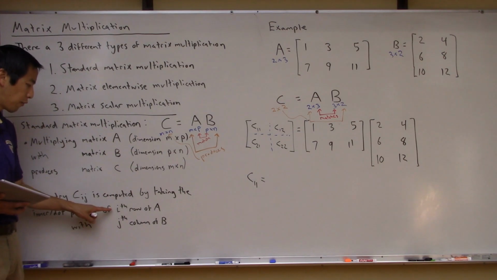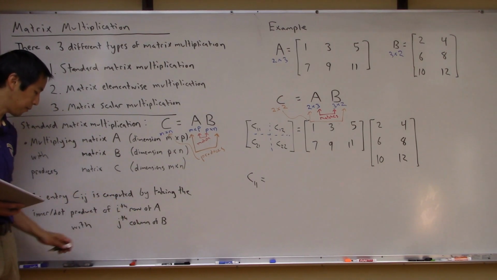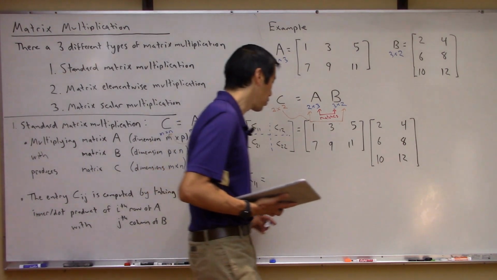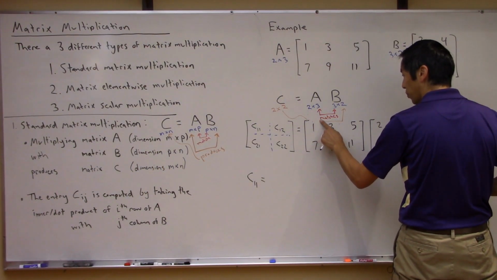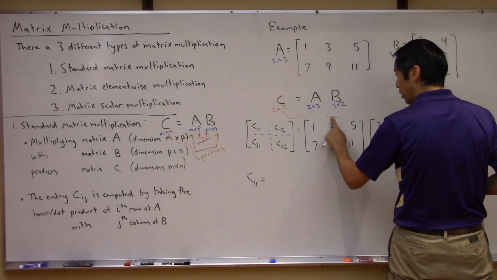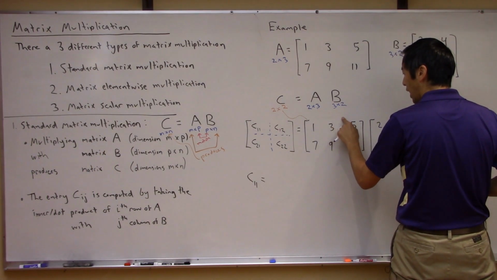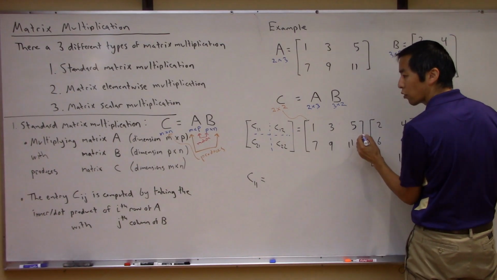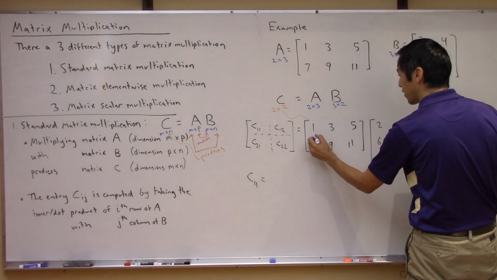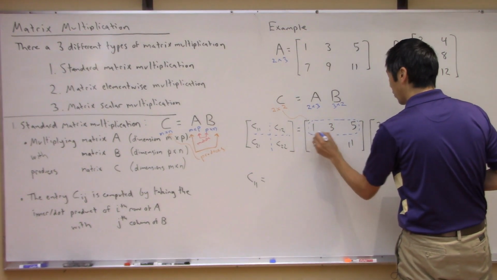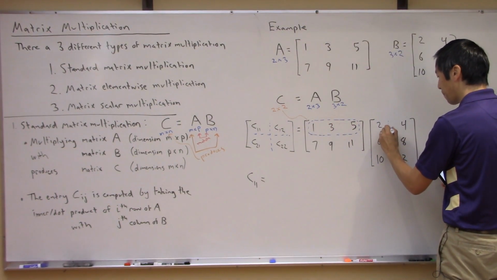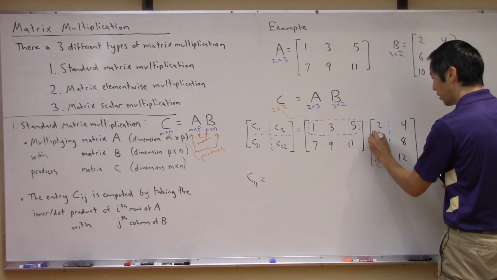So in this case, it's the first row of A and the first column of B. So let's just identify what those look like over here. Which ones are we talking about? Let me erase some of this so we get a little bit more room. Okay, so I am dealing with the first row of A, that's this guy here in blue, with the first column of B, okay?